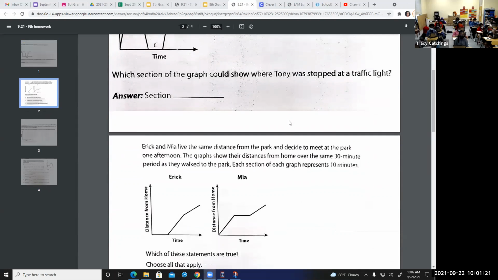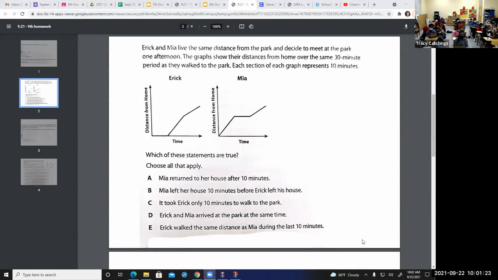All right, number 2. It said Eric and Mia live the same distance from the park and decide to meet at the park one afternoon. The graph shows their distances from home over the same 30-minute period that they walk to the park. Each section of each graph represents 10 minutes. Choose, it said, which of these statements are true? Choose all that apply. I said B. B? Because Mia started at the 0 mark. What's his name started? Eric.